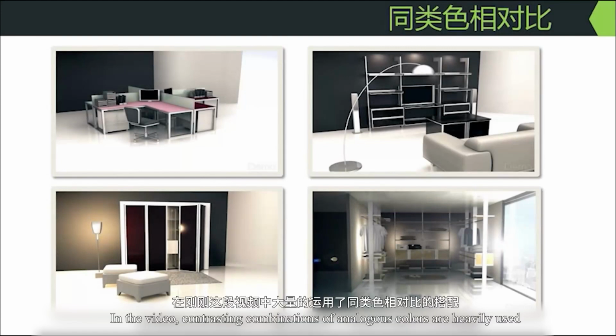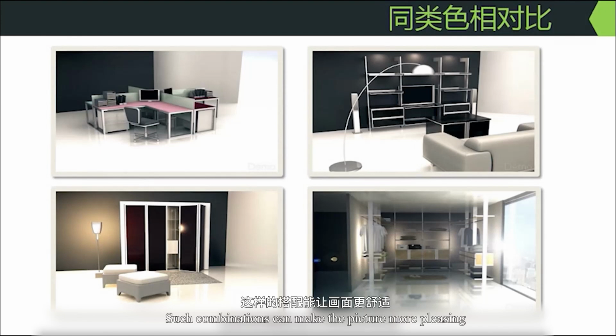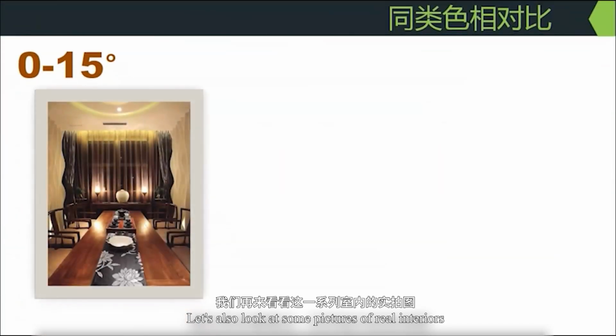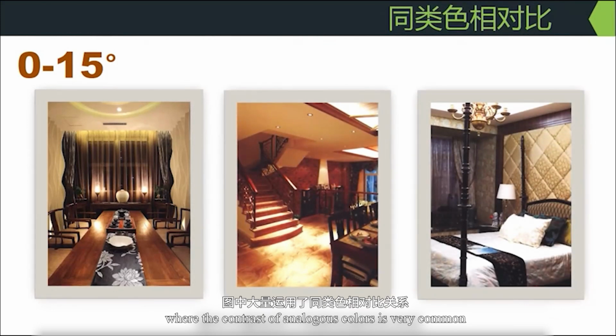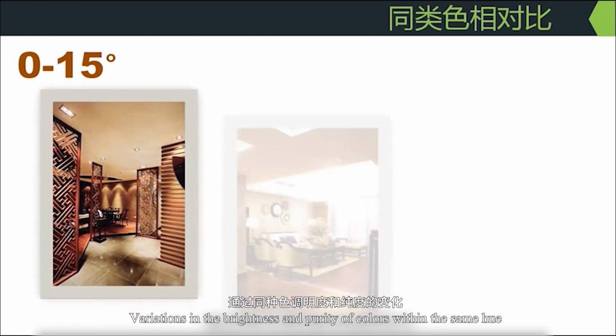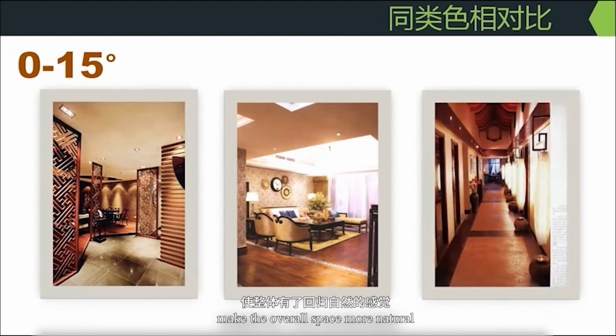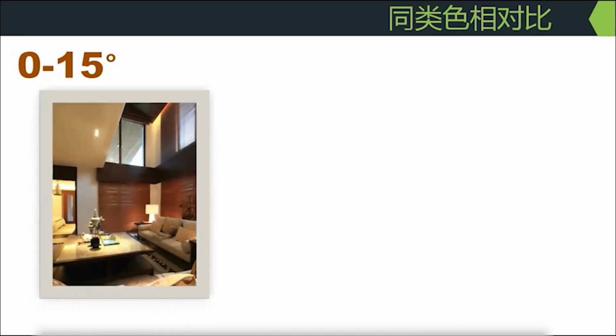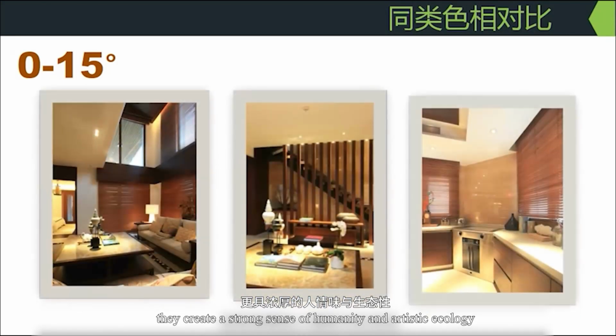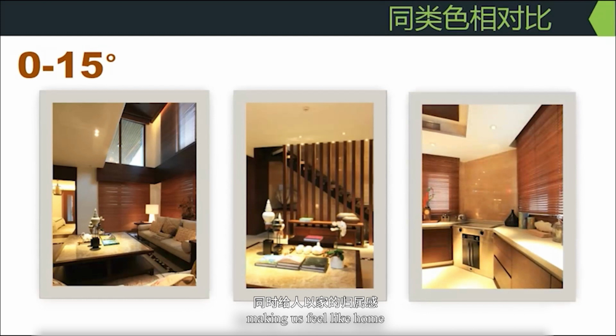In the video, contrasting combinations of analogous colors are heavily used. Such combinations can make the picture more pleasing, harmonious, and unified. Let's also look at some pictures of real interiors, where the contrast of analogous colors is very common. Variations in the brightness and purity of colors within the same hue make the overall space more natural and exude the charm of log. Along with the modern, pragmatic, and exquisite design styles, they create a strong sense of humanity and artistic ecology, making us feel like home.